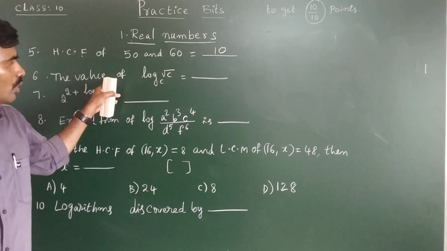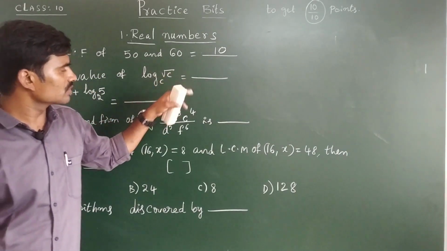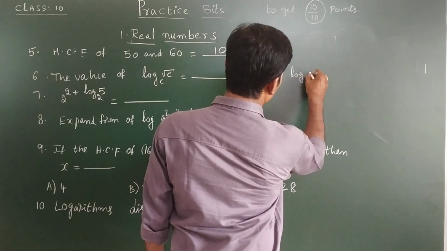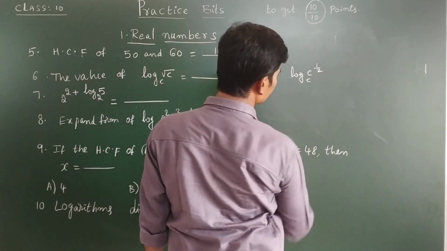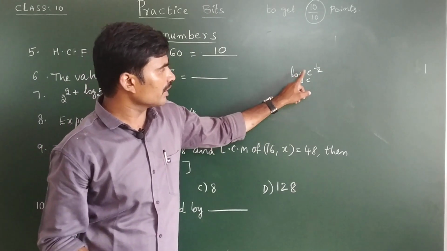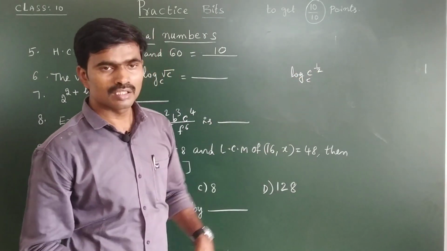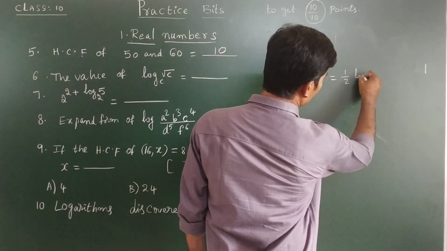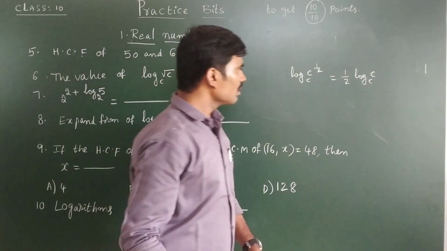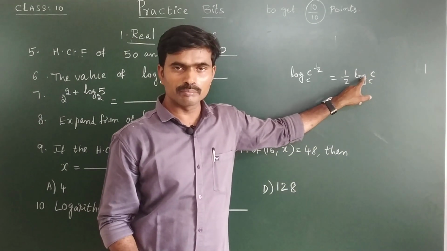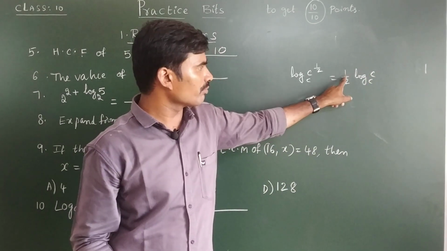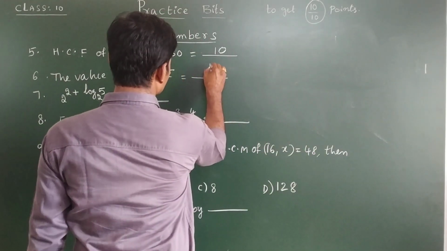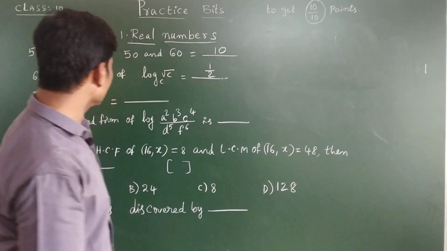Next one, the value of log root c base c is equal to root c, means c power half. So log c power 1 by 2 base c. It is in the form of log a power m base x, that is equal to m log a. So half log c base c. Log a base a is equal to 1. So half into 1, half. So the answer is half.